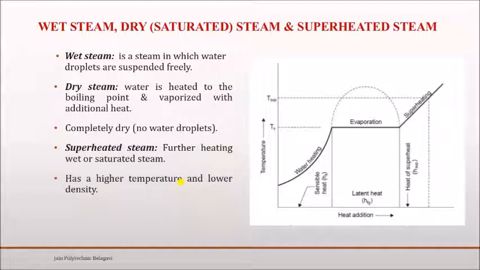So these are the three different types of steam: wet steam, dry steam and superheated steam. You can see here that the superheated steam has a higher temperature and lower density, hence it is used in propulsion applications such as turbines. These superheated steams are used to run the turbines so that you get power generation or power output.